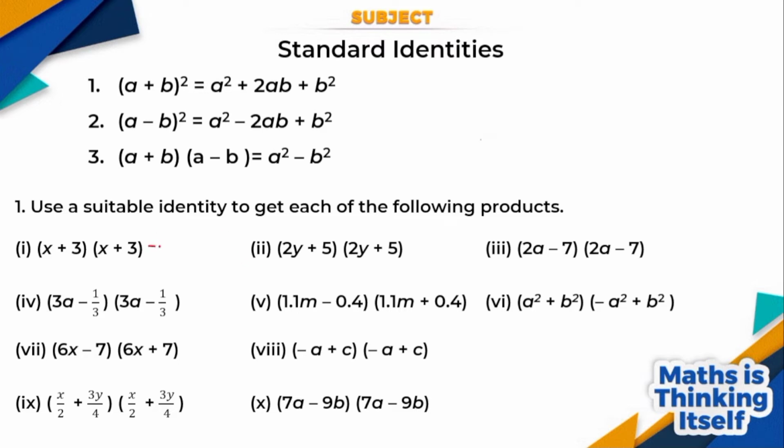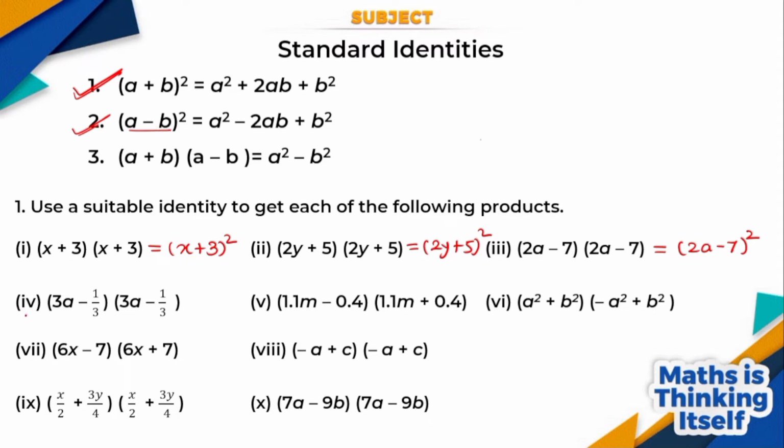Look at (x + 3)(x + 3), which means (x + 3)². By observing it, we see clearly that this example is solved by the first identity. Then (2y + 5)(2y + 5) is (2y + 5)², so it is also solved by the first identity. (2a − 7)(2a − 7) gives (2a − 7)², which is solved by the second identity, because there are two terms, 2a and 7, separated by a minus sign, so it is (a − b) in brackets squared.